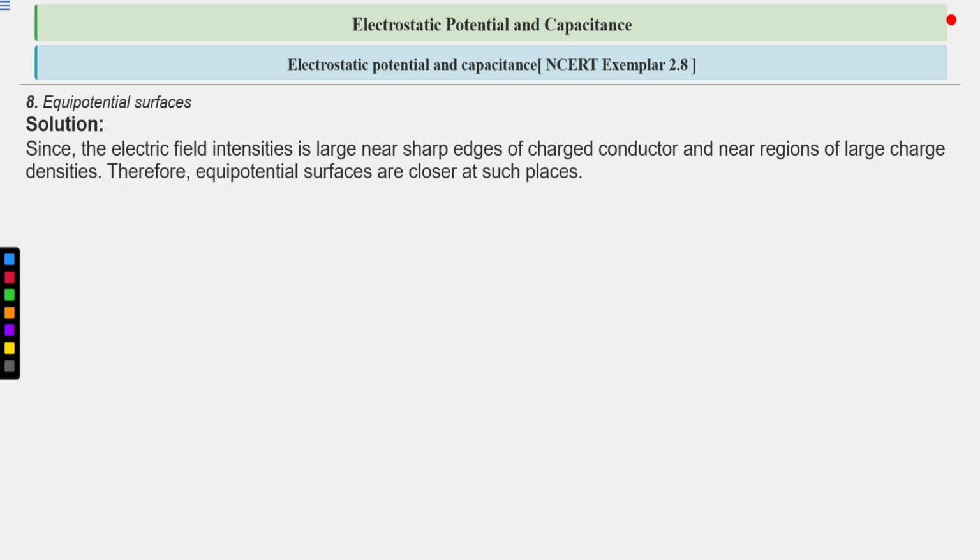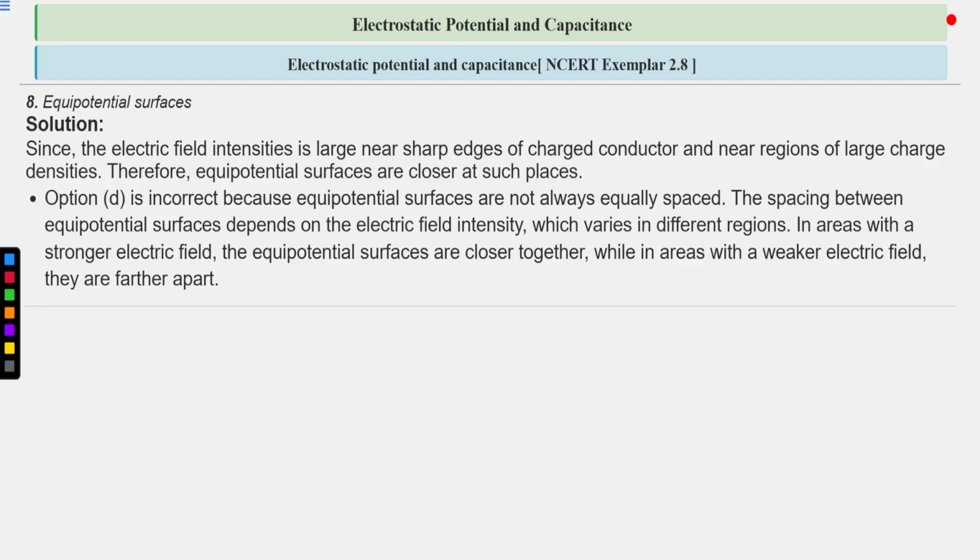Since the electric field intensity is large near sharp edges, at sharp edges there is a large surface charge density. Near sharp edges of a charged conductor, in regions of large charge density, the electric field is more. Therefore, equipotential surfaces are closer, or crowded, at such places.